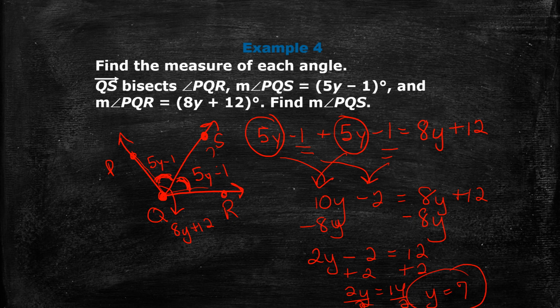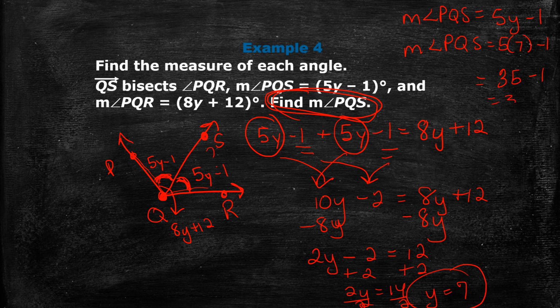That's not what the question is asking us for. It's asking us to find the measure of PQS. So I'm going to come up top here and say the measure of angle PQS is equal to 5y minus 1. Well, the measure of angle PQS is equal to 5 times 7 minus 1. 5 times 7 is 35, minus 1, which is equal to 34. So the measure of angle PQS is 34.